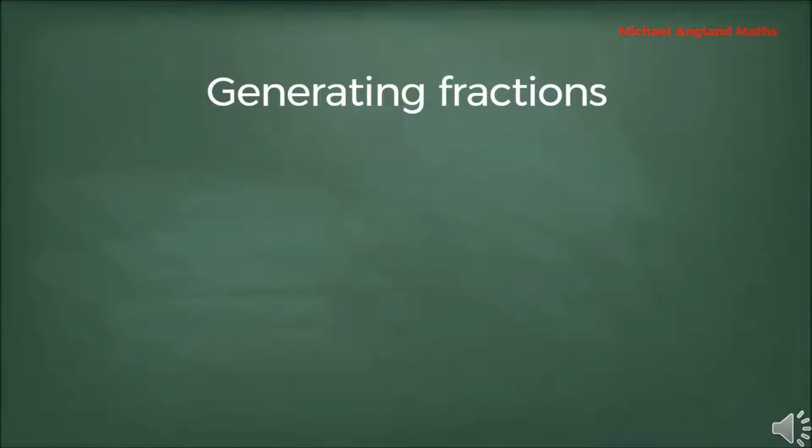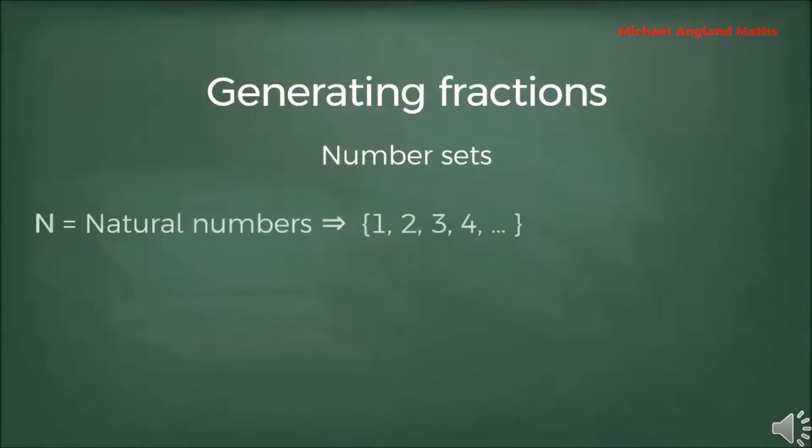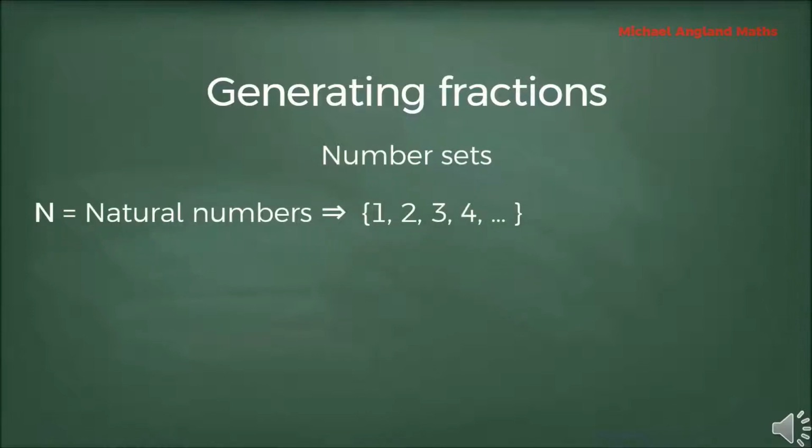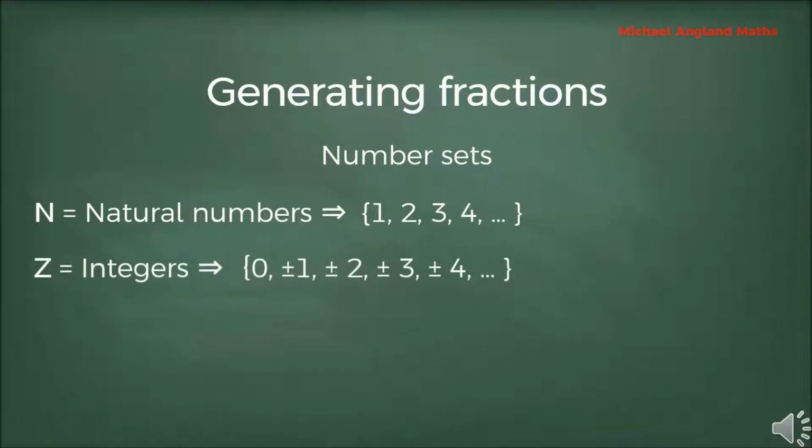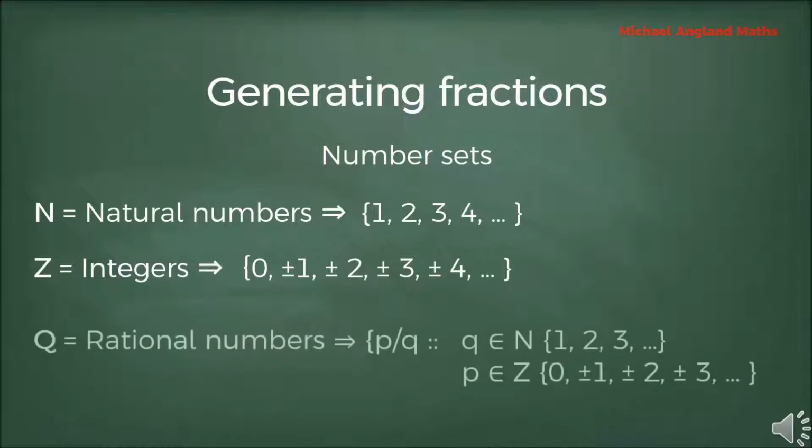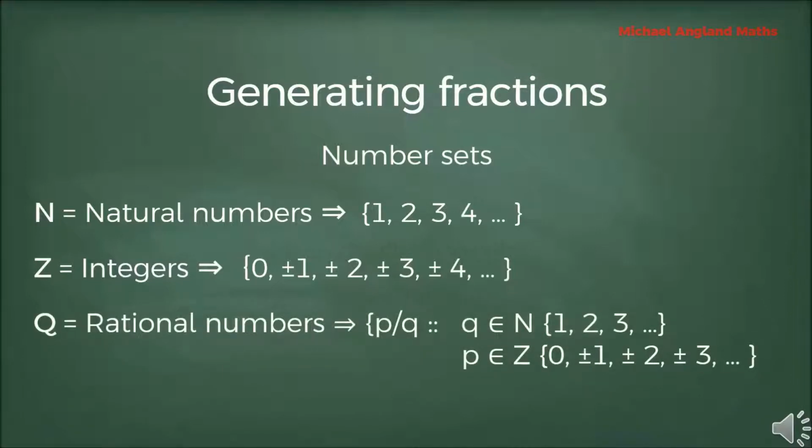Recall in the first video we talked initially about number sets. First of all, the naturals, which is 1, 2, 3, 4, and so on. Then the integers, which includes 0, and which extends in both directions, plus minus 1, plus minus 2, plus minus 3, and so on. And then finally the rationals, which we enumerated as P over Q, where Q was an element of the naturals and P was an element of the integers.